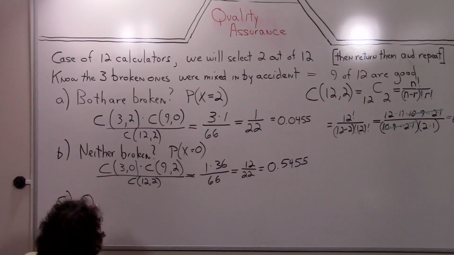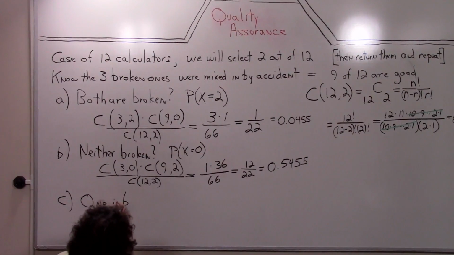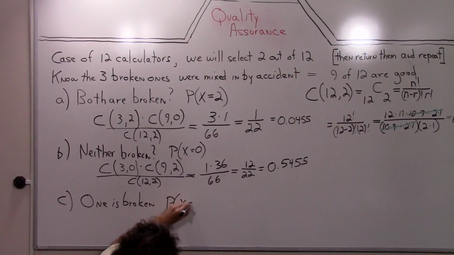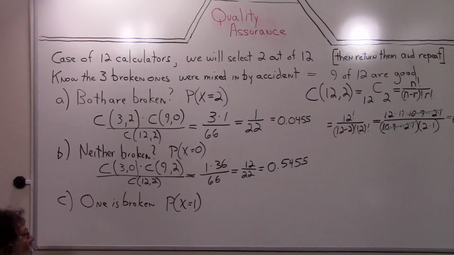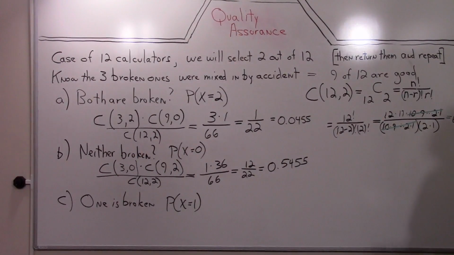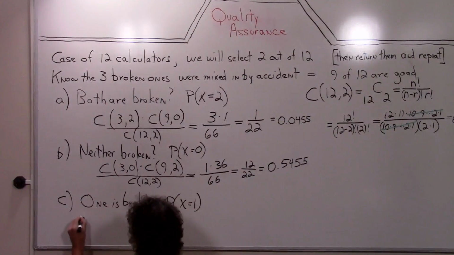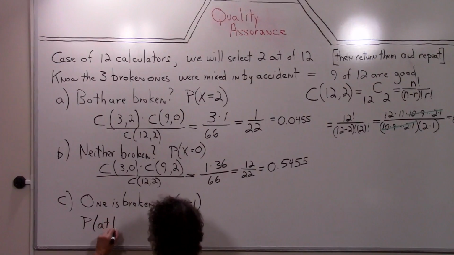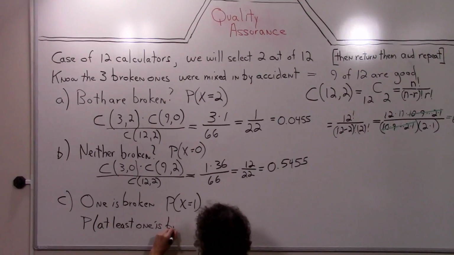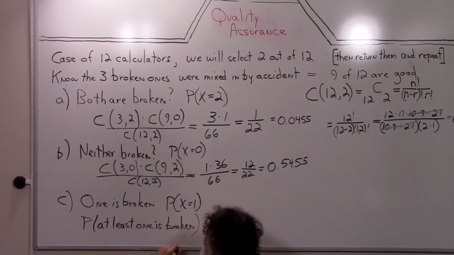Probability that 1 is broken. Well, that's the probability that x is equal to 1. But what else? If we just want the probability that 1 is broken, we have it. If the probability that at least 1 is broken, well, then we have something a little different, don't we?